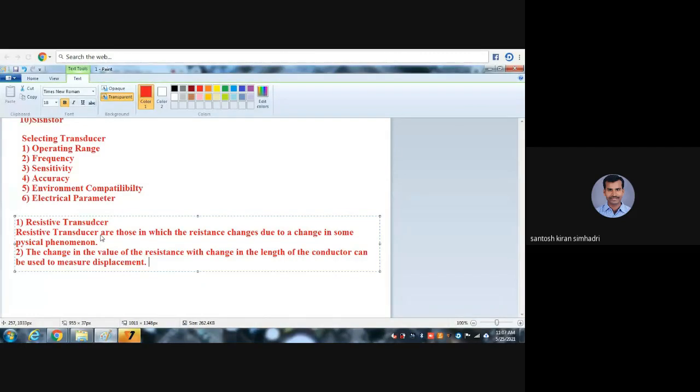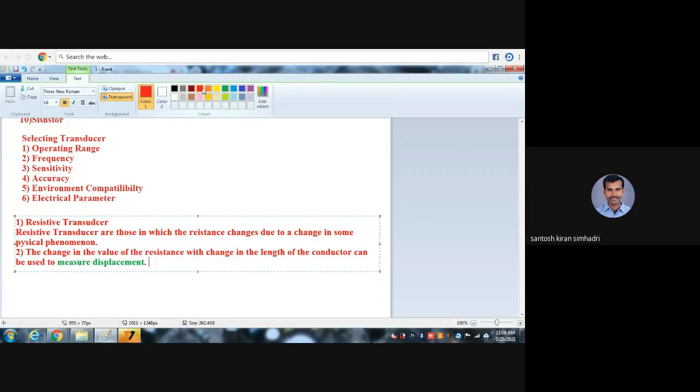What is the purpose of the resistive transducer? I will highlight this golden point. In future, I will help many times. So this is the beauty. What is the use of the resistive transducer? With the help of this resistive transducer, we can measure the displacement.